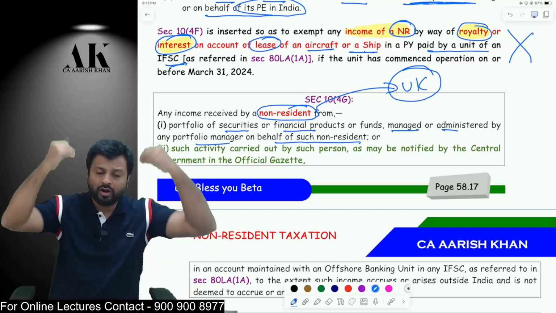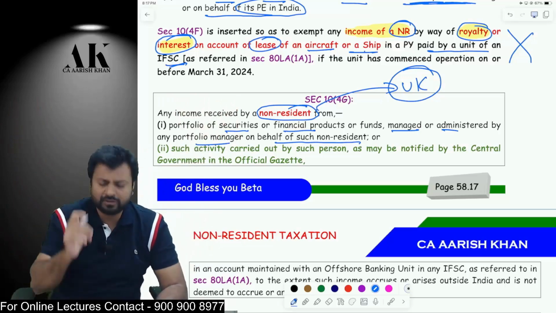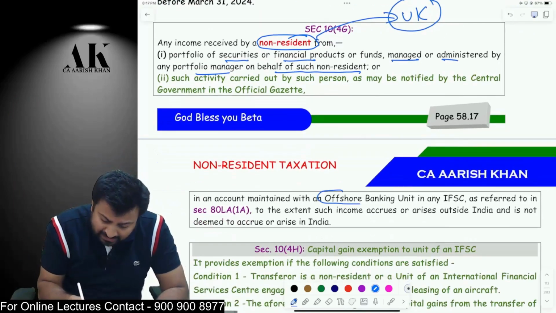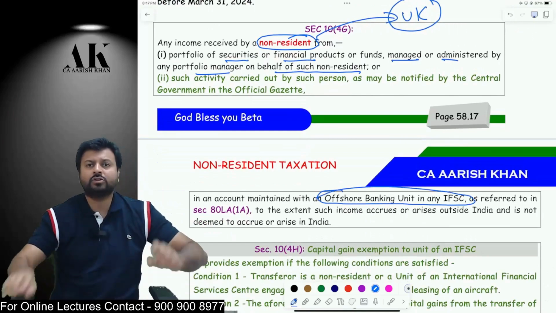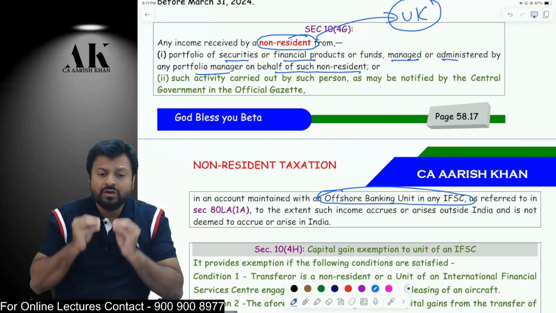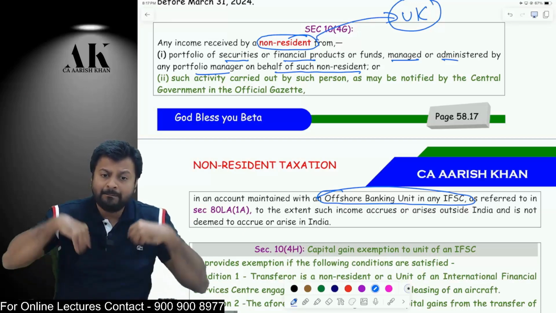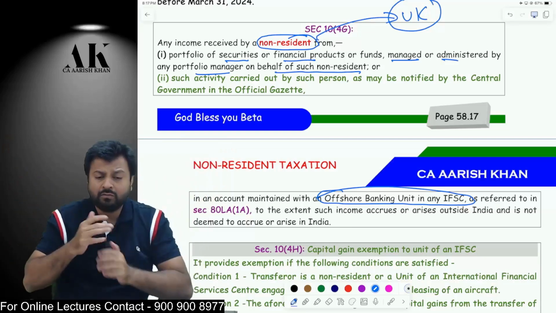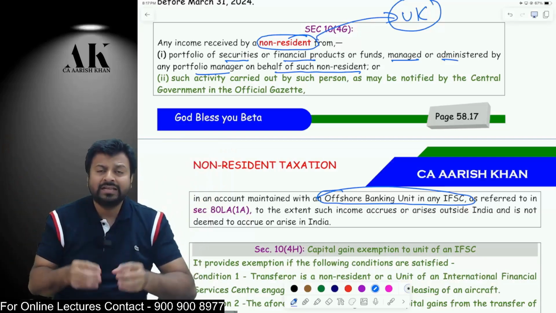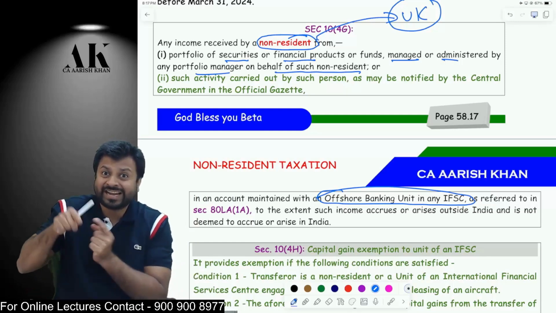Okay. So a non-resident is there outside India and a portfolio manager is there in India. Who is that portfolio manager? The portfolio manager is an offshore banking unit of an IFSC. So the offshore banking unit of an IFSC manages a portfolio of the non-resident and whatever income they earn over here, that will not be taxable in India, provided the portfolio manager is trading outside India.